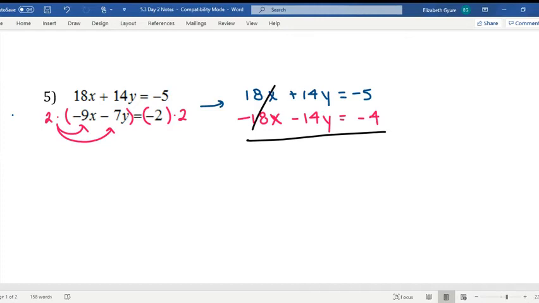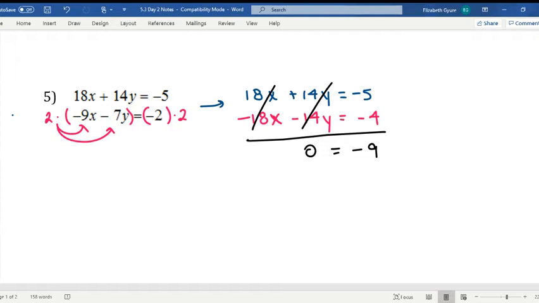Nick Lopez, what's 14y minus 14y going to do? Yeah, it's going to give you 0. That also cancels out. So on the left, there is nobody left. It is just 0. 0 equals. And then on the right, we have negative 5 minus 4, which is going to give us a negative 9.